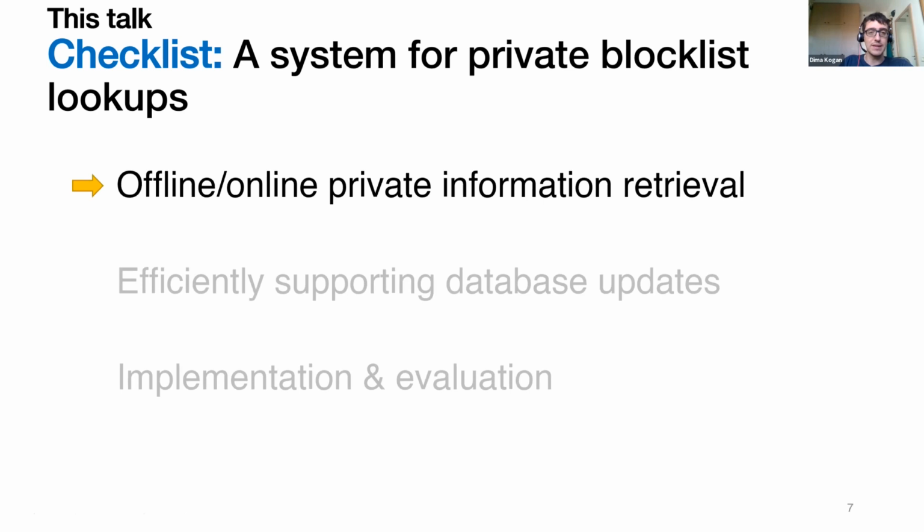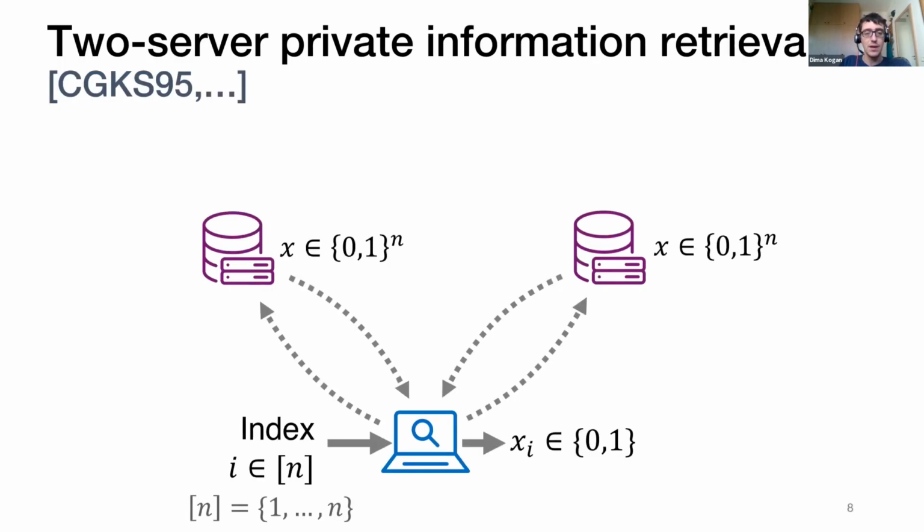Okay, so let's continue and let's talk about offline-online private information retrieval. So two-server private information retrieval is a cryptographic protocol introduced by Chor, Goldreich, Kushilevitz, and Sudan in 1995. In classic private information retrieval, 2 servers or more hold identical replicas of the same database. And for now, think about the database as just being an n-bit array, meaning every record in the database is just a single bit.